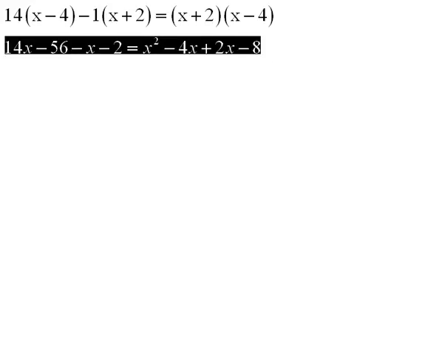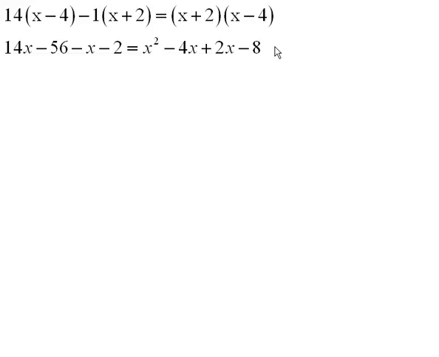Next thing I'm going to do is simplify each side of the equation also. For example, I can combine like terms here. I can combine 14x minus x. That's going to give me 13x. And I can combine minus 56 with minus 2. That will give me minus 58. Equal, that was on the left side.